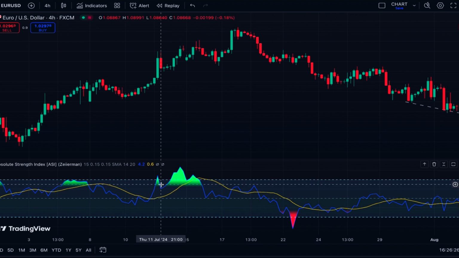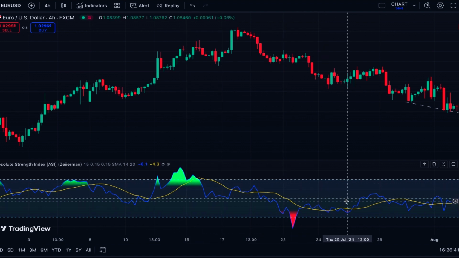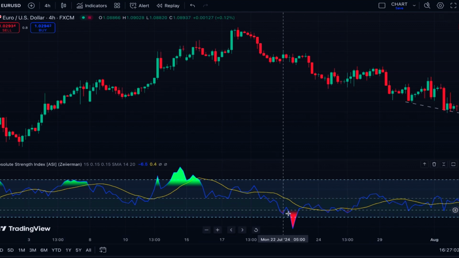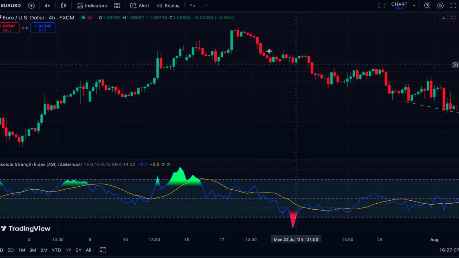Generally, in times that ASI line is above the center line, we have greater upside momentum than downside momentum, and when it goes below the center line, we have greater downside momentum. So in times that ASI line goes above the center line, advancing of the price is expected, and when it goes below the center line, declining of the price is expected.